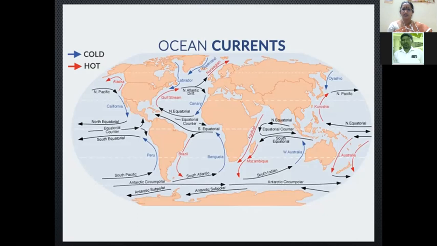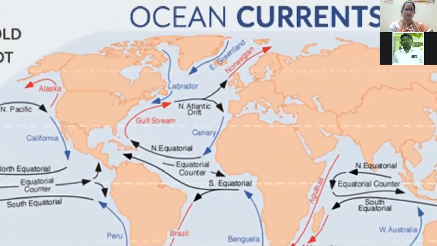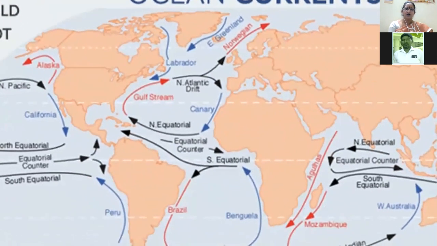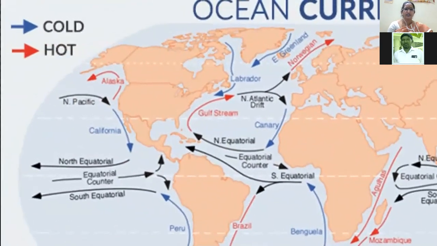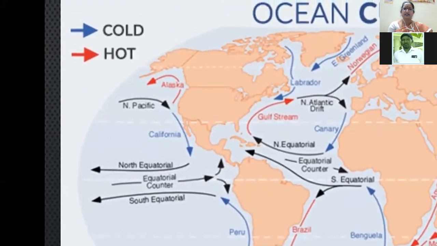What do we see here? They are moving from one direction to another, from one location to another. The arrow indicates which side they are moving. And here they clearly show what they are named. If you observe near North America, on the west of North America, if you see Alaska, it is red in color, hot.